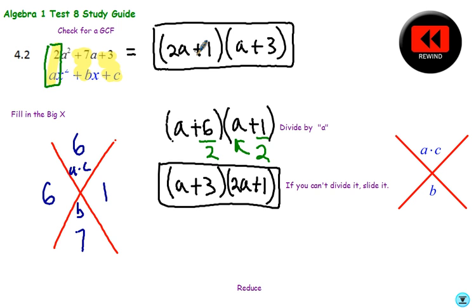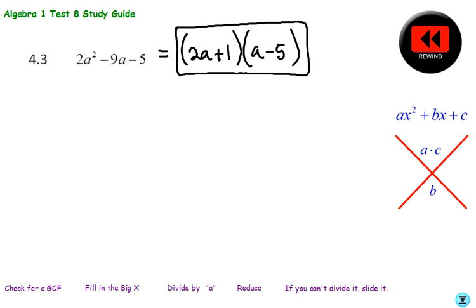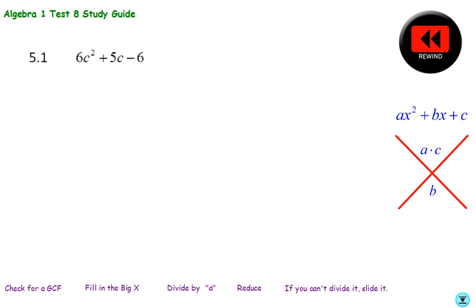Alright, so go ahead and pause now and try number 4-3 on the right side. Alright, let's see what you got for 4-3. You should have gotten 2a plus 1 and a minus 5. Alright, so let's move along to number 5. That's the last one on the front side here.